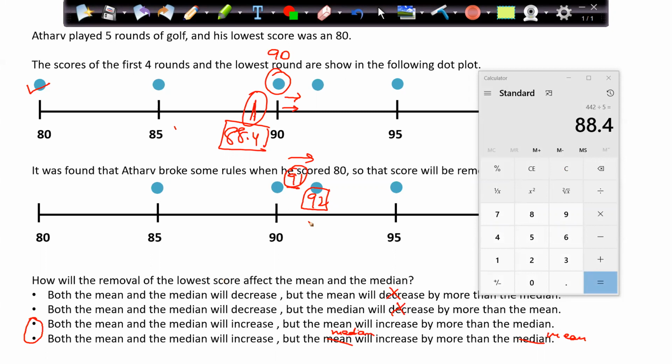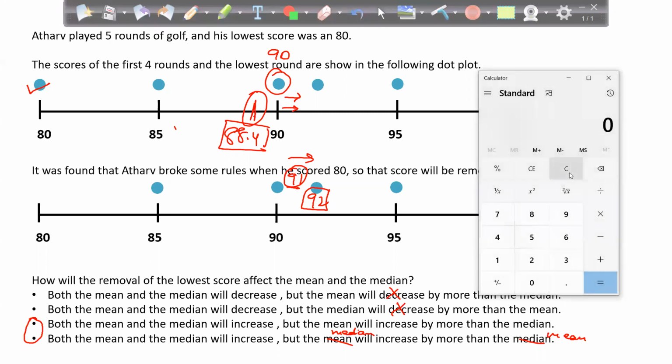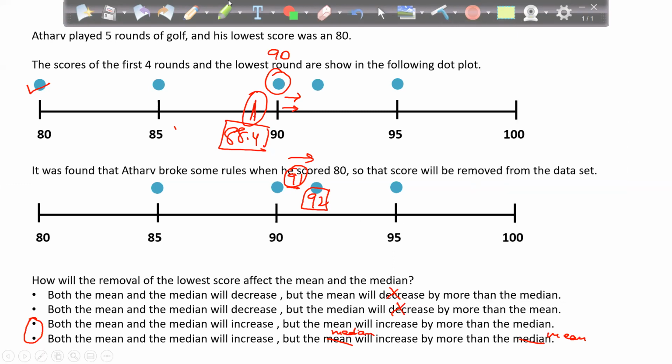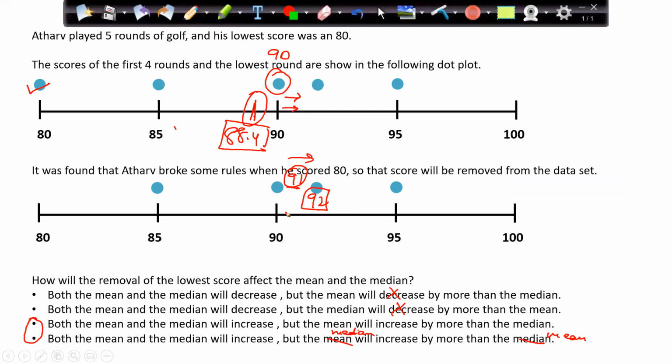Let me calculate the mean of the below record. So 85 plus 90 plus 92 plus 95 divided by 4. 90.5 is the output.